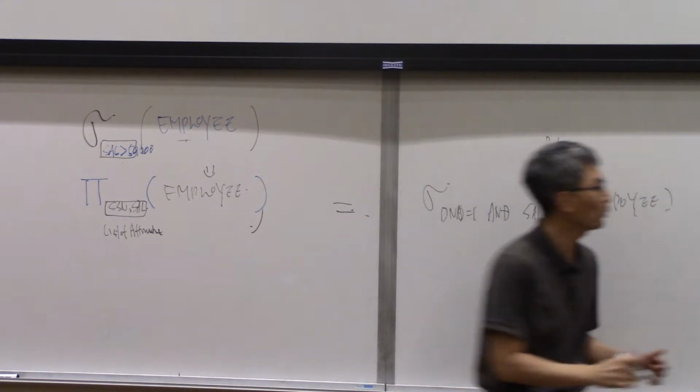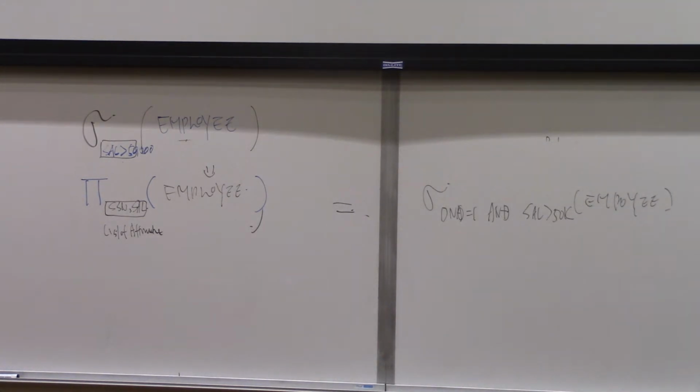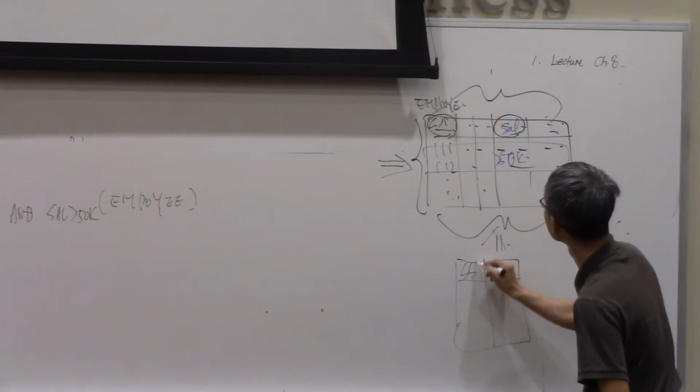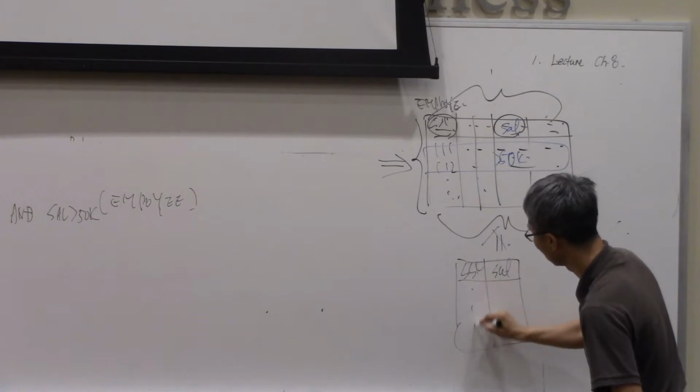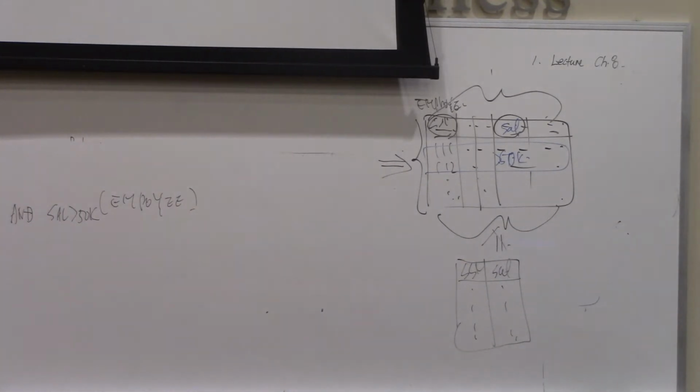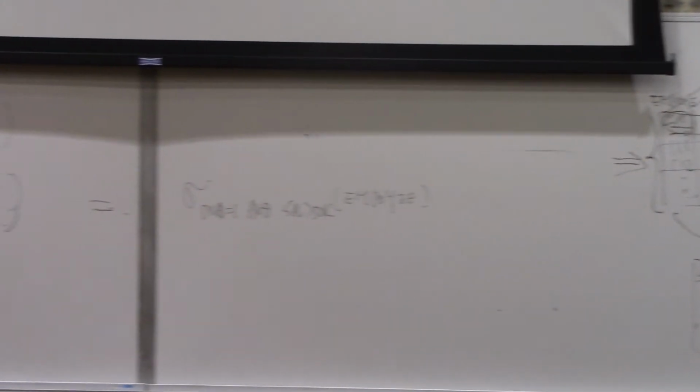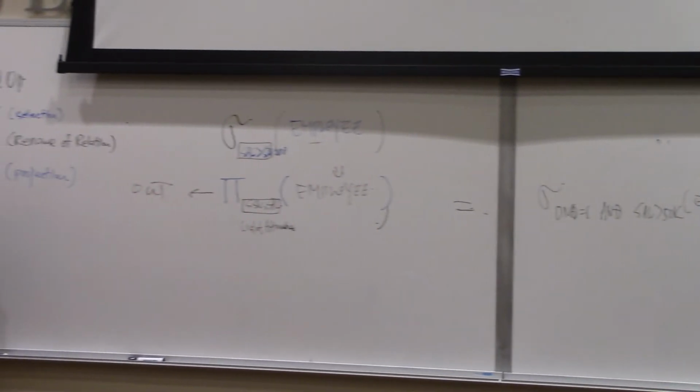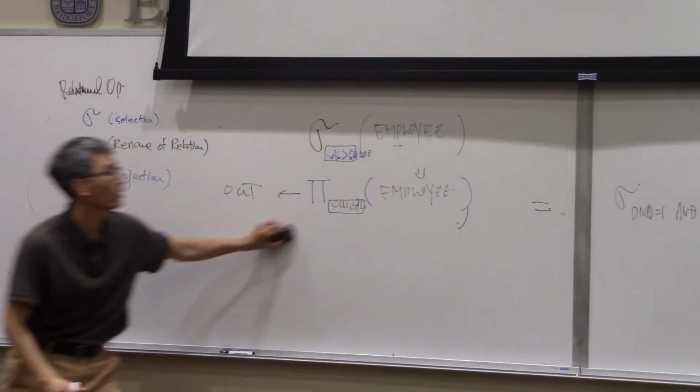Okay? Then the output will be, in this case, SSN, salary, like this. Output of this one. If I want to rename, you can rename using this one. It's the output. This is a projection.